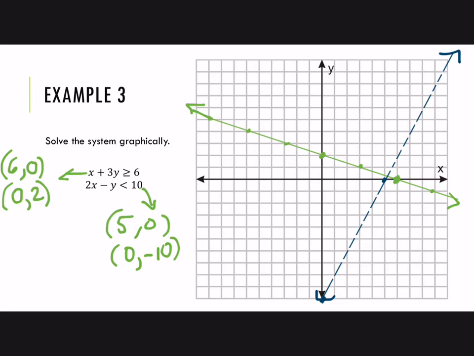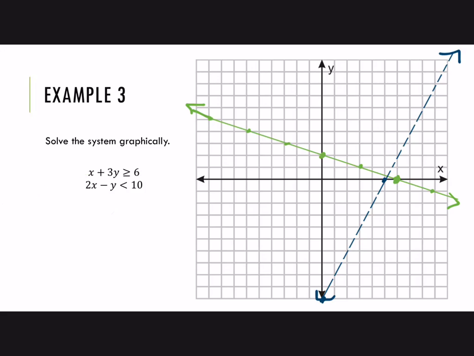Alright, so dotted line. And then I need to worry about shading for these lines. So for the first line, if I do (0, 0) as a test point, I end up with 0 is greater than or equal to 6. That's false. So I'm going to shade above, away from the (0, 0) on that line. And then for the other, I'll fill that in.